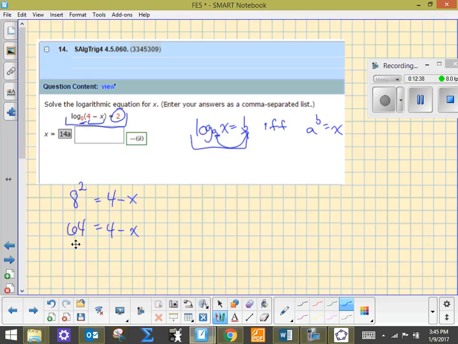Subtract 4. 60 is equal to the opposite of x. x equals negative 60. When I plug x back in, I get, or sorry, positive 4 minus a negative 60, positive 64. And that should make sense. Log base 8 of 64 equals 2. 8 squared should give me 64.